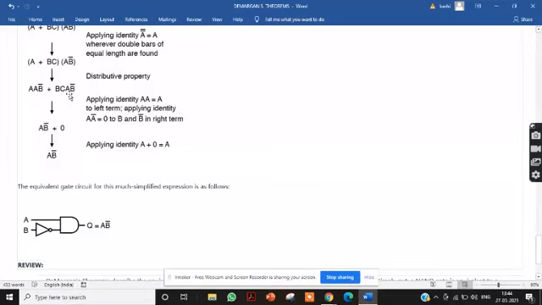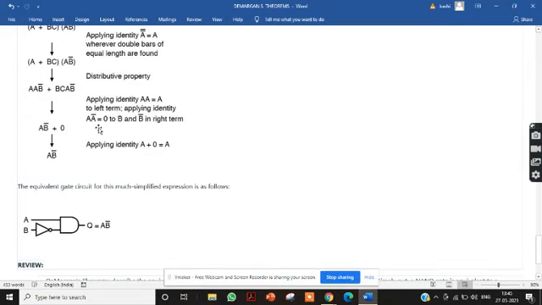Here observe, B into B bar is there. B into B bar becomes 0. So what is the identity? A into A bar becomes 0. You can check it. If you take 1, its bar is 0, so 1 into 0 is 0. If you take A equal to 0, then 0 into 1 is 0, since 0 bar means 1.